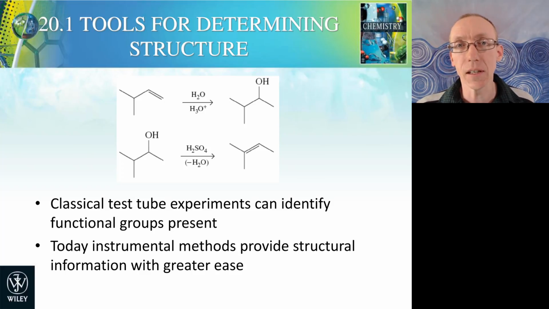And I guess historically, chemists did degradation experiments. So they would take that molecule and do chemical experiments to convert it into other molecules they know the structure of, and they use inference to work out what the structure of the molecule is. These days we have very powerful, sophisticated instruments to work out the structure of an organic molecule. And we're going to talk about the first of those in this video.